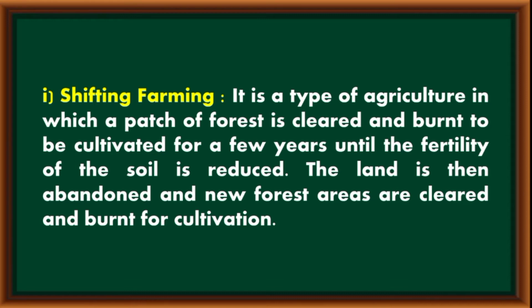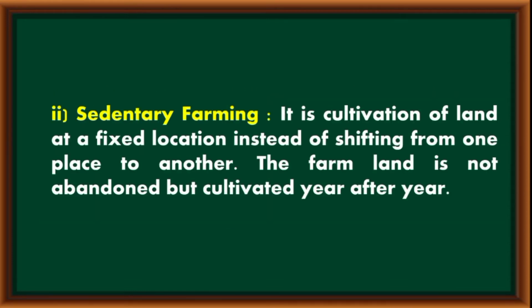Second one, sedentary farming. It is cultivation of land at a fixed location instead of shifting from one place to another. The farmland is not abandoned but cultivated year after year.